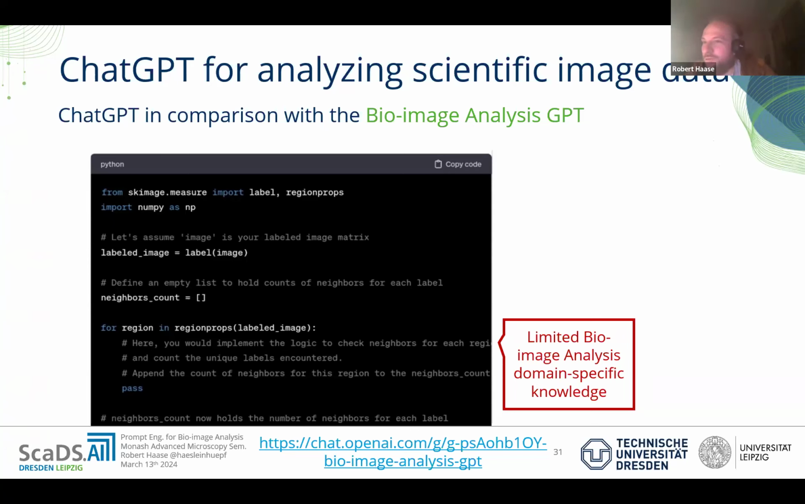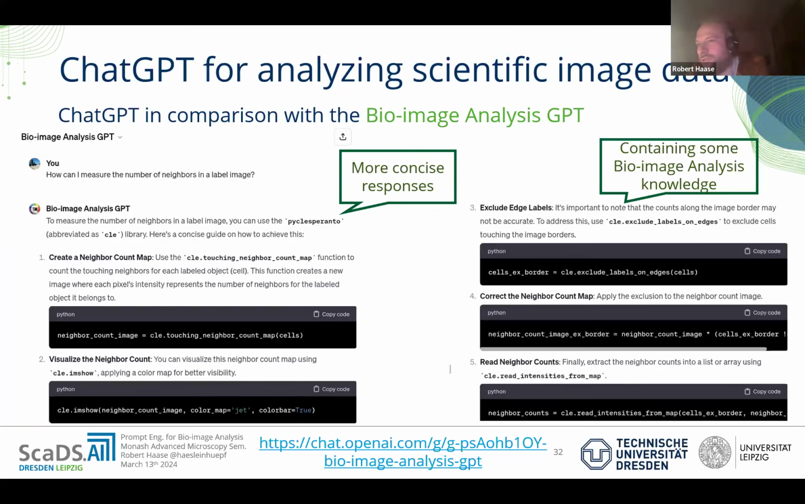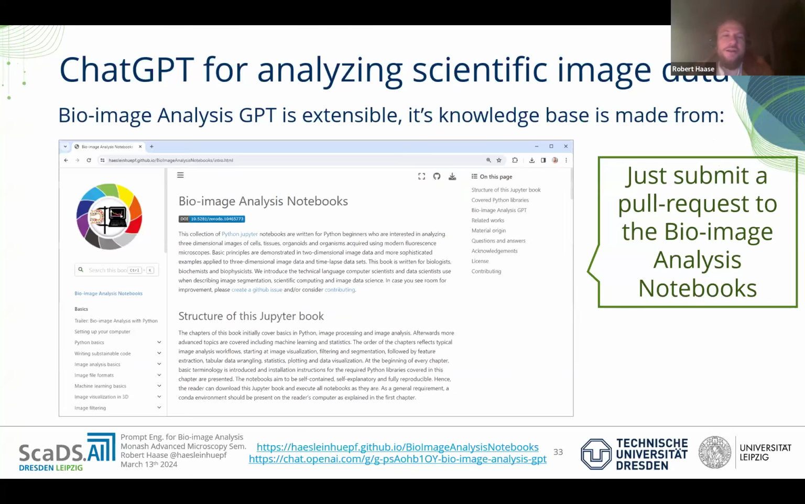So ChatGPT itself gives long responses, and it does not know this kind of special knowledge we sometimes need for analyzing microscopy images. If you ask the bioimage analysis GPT, which is the same user interface in the browser, the same website, you can enter the same question. You will get more concise answers, and there will also be code snippets for these particular questions, which are more closely related to bioimage analysis tasks. So it can then do this. Still the same technology, just an additional knowledge base in there. And this knowledge base is based on the bioimage analysis notebooks I've been maintaining for a couple of years.